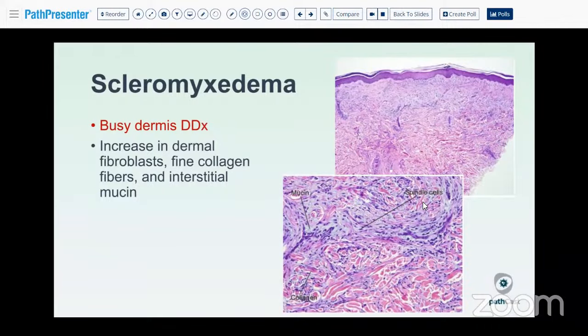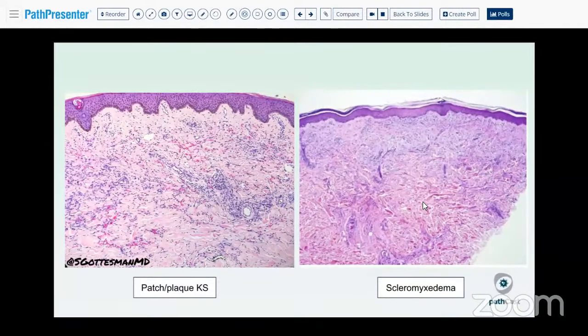Scleromyxedema is another busy dermis differential on low power. We have, in this case, three things that are increased in the dermis. It's dermal fibroblasts, fine collagen fibers, and interstitial mucin. So all those three are completely mixed together in scleromyxedema. All those things are in the mix, and it is giving that busy dermis look at scan. So again, both busy dermis, but here it is the spindle cells. Here it is the collagen, the mucin, and the fibroblasts.